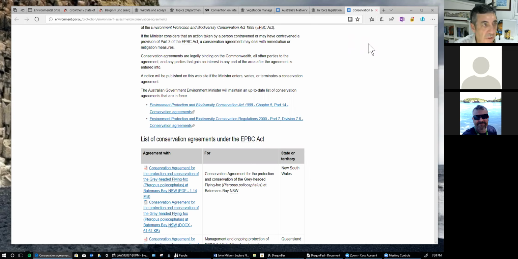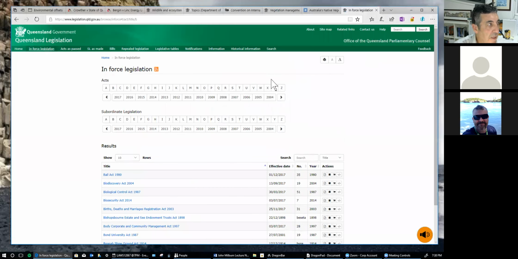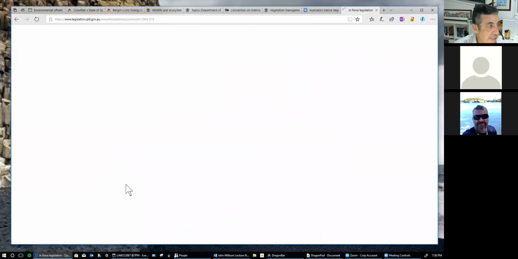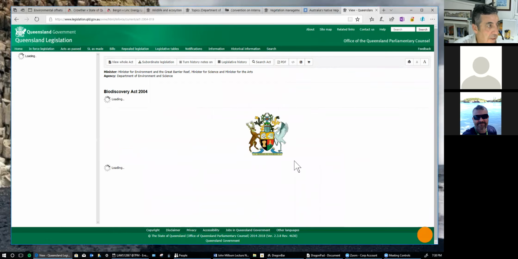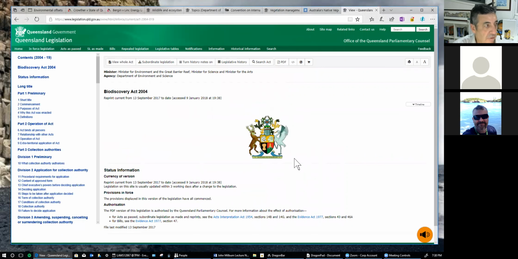So the Queensland in-force legislation includes the Biosecurity Act of 2014, and there it is. It commenced on the 1st of July 2016, and it ensures a consistent, modern, risk-based and less prescriptive approach to biosecurity in Queensland.